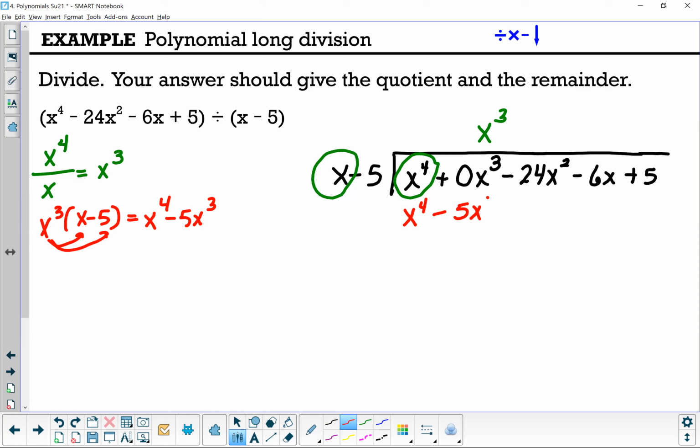Subtract. All right, so we're subtracting x to the fourth minus x to the fourth is eliminated. 0 minus negative 5x cubed is the same as saying 0 plus 5x cubed. So we have 5x cubed. All right, bring it on down and bring it on back.